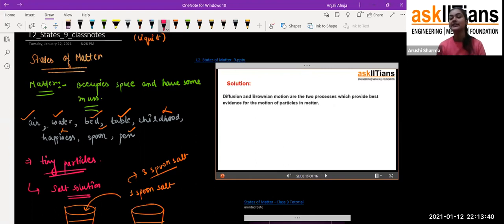And the second is Brownian motion, which we are going to discuss later in this chapter only, students. So you don't have to worry about what Brownian motion is. You just keep this in your mind, and we'll discuss it chapter-wise, topic-wise, so that all of this is going to be clear in your mind.